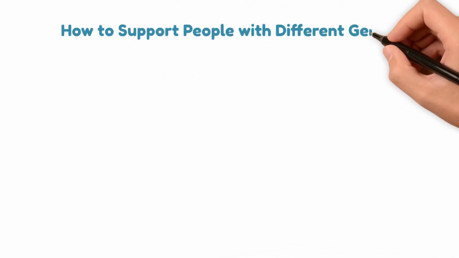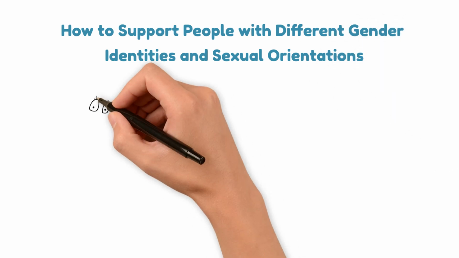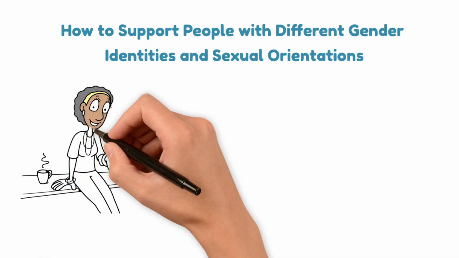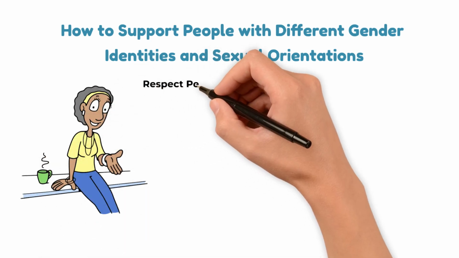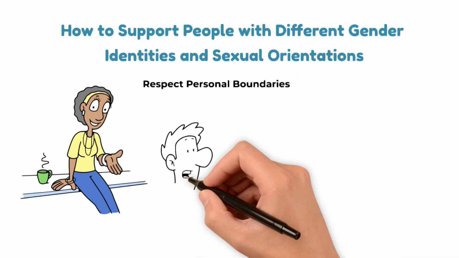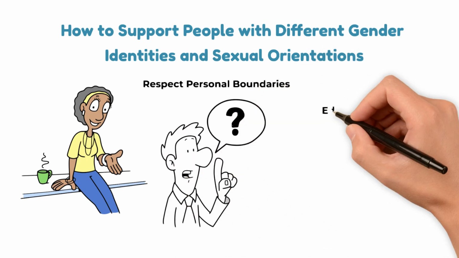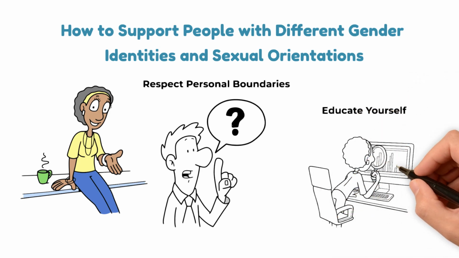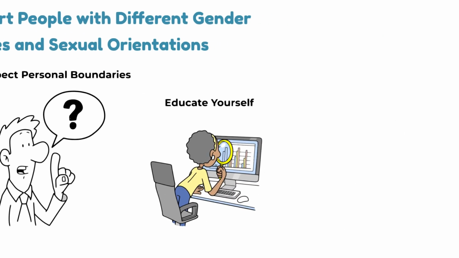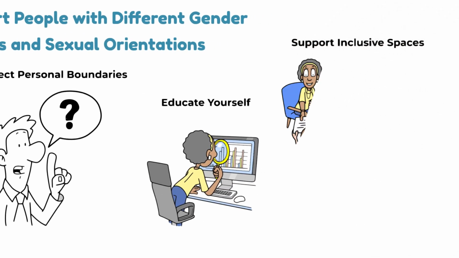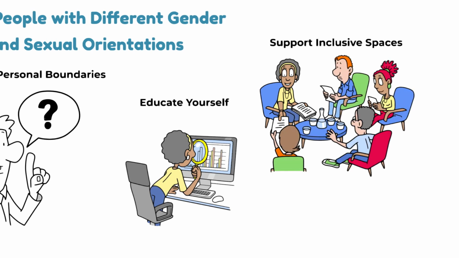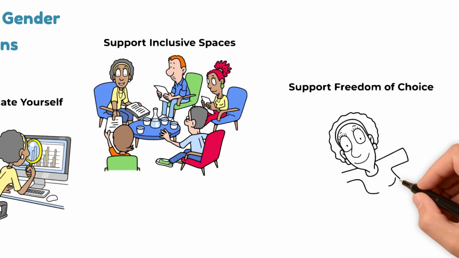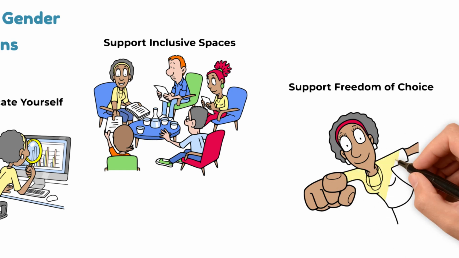How to support people with different gender identities and sexual orientations. It's important to remember that everyone deserves respect and support. Here are some ways to support people with various gender identities and orientations. Respect personal boundaries. Ask people how they wish to be addressed and use the appropriate pronouns. Educate yourself. Support those who differ from you by learning basic concepts related to gender identity and sexual orientation. Support inclusive spaces. Support organizations that create safe spaces for everyone to be themselves. Support freedom of choice. Remember that everyone has the right to define themselves, and avoid attempting to change or persuade someone if their identity doesn't align with your beliefs.